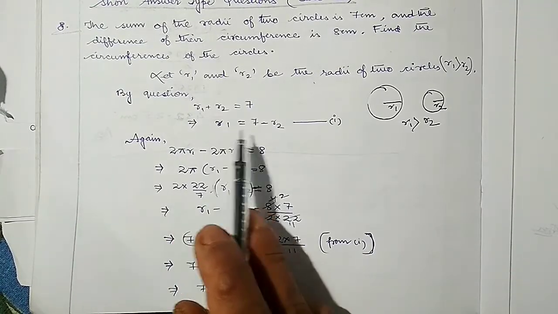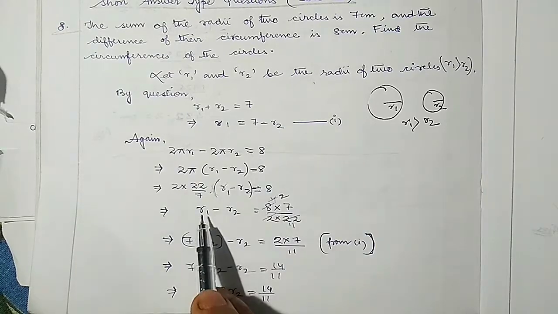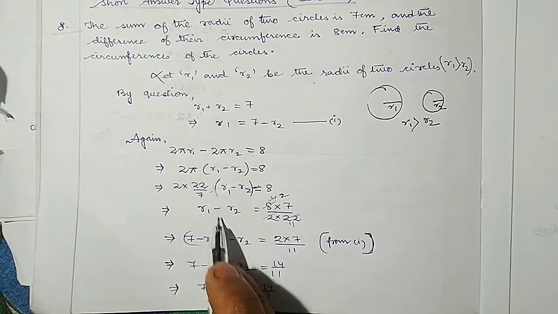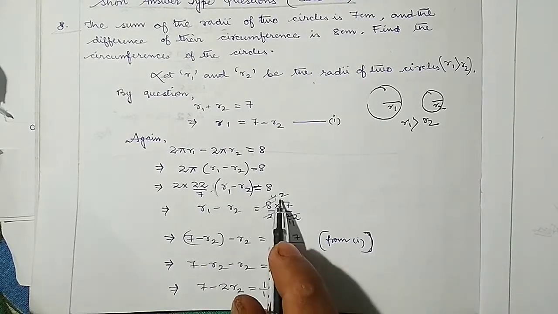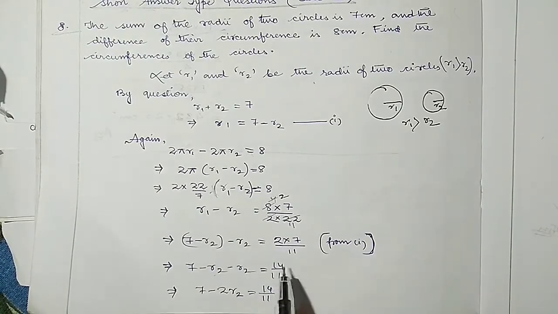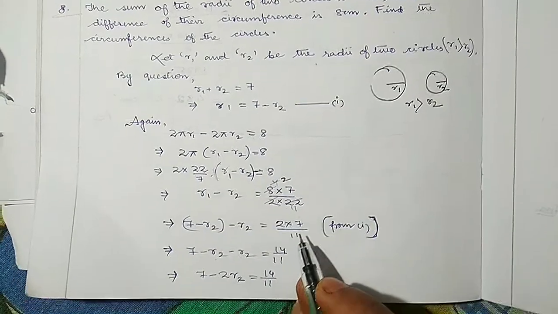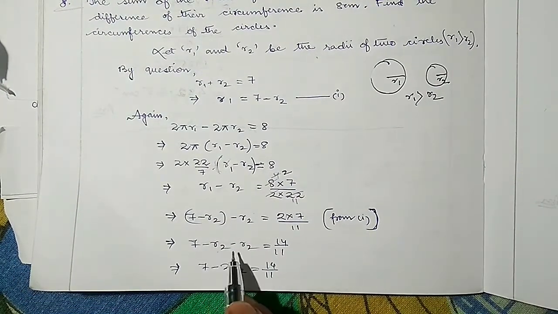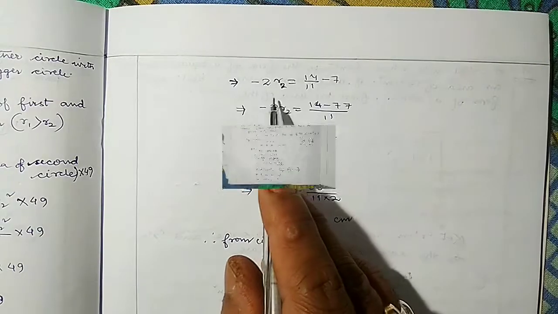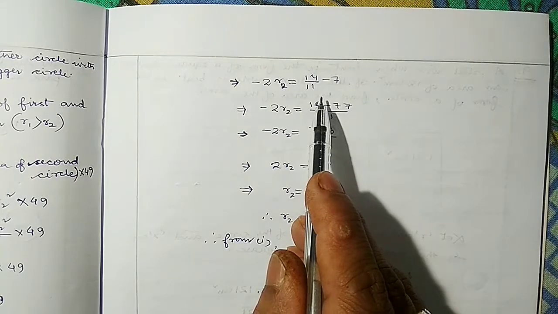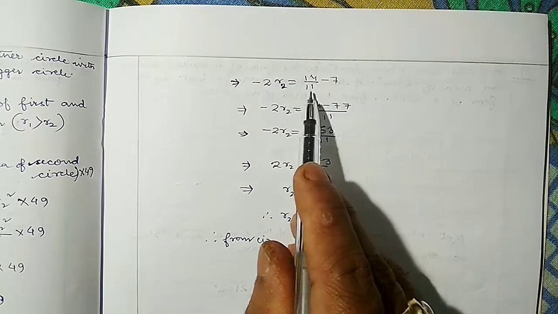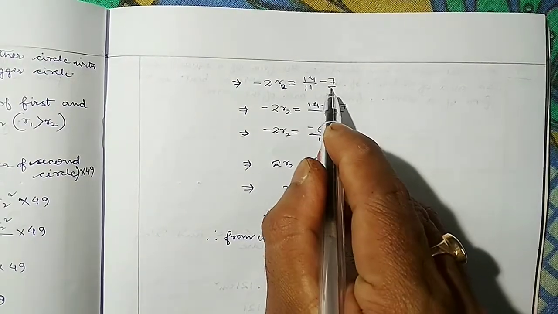Now we know r1 is 7 minus r2, so if we replace r1 with 7 minus r2, we get 7 minus r2 minus r2 equals 2 into 7 by 11. That is 7 minus 2r2 equals 14 by 11. So minus 2r2 equals 14 by 11, and if I shift 7 to the other side it will be minus 7. So minus 2r2 equals 14 by 11 minus 7, and here I have taken 11 because 7 is 7 by 1.